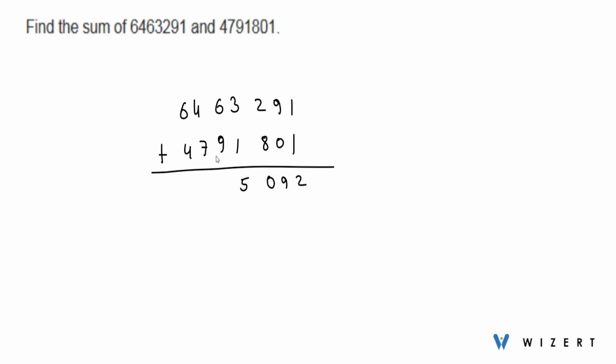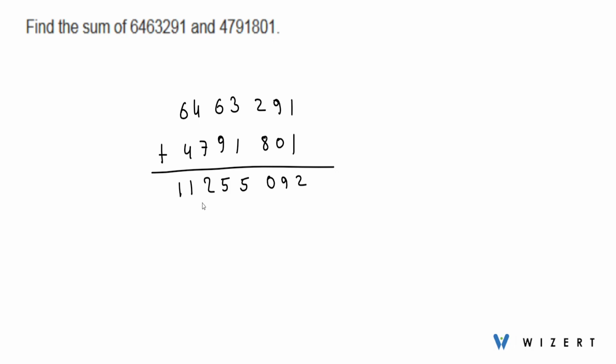Now 9 plus 6 will give us 15. So we put 5 over here and we have 1 as a carry. So 7 plus 4 is 11. 11 plus 1 is 12. So we put 2 over here and we again have 1 as a carry. So 6 plus 4 is 10 and 10 plus 1 is 11.